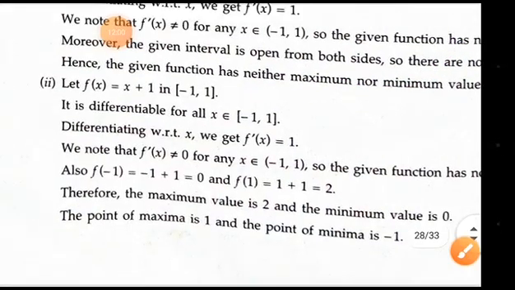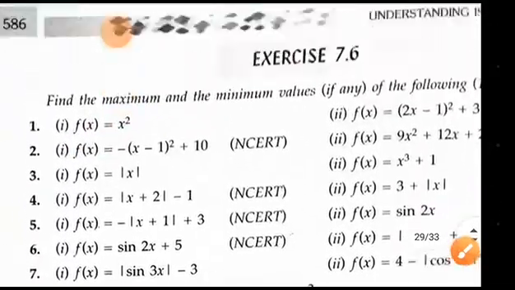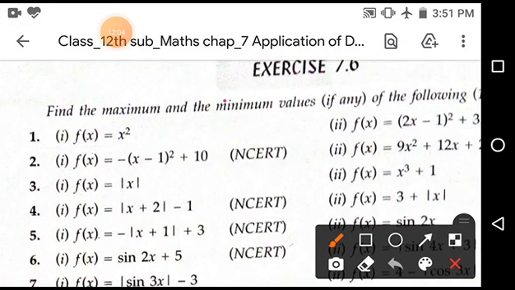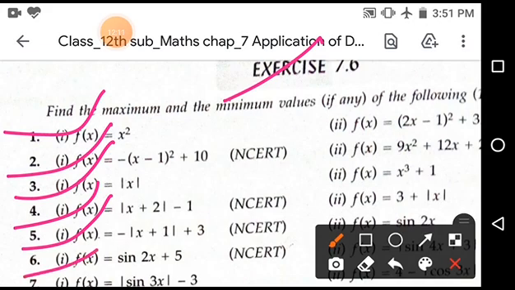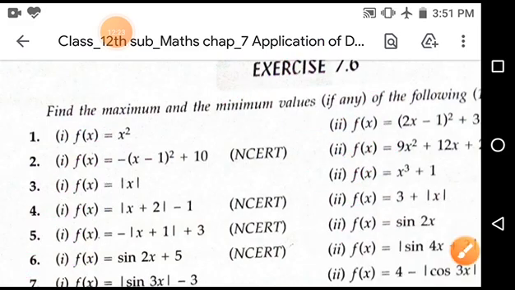Clear? Okay student. So student, this is your next exercise, 7.6, and you have to solve the questions of this exercise. These questions are very simple and you can easily solve them because they are simply related to maximum and minimum values. Clear? So this is your homework and you have to solve these questions.